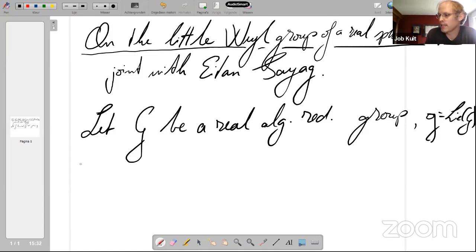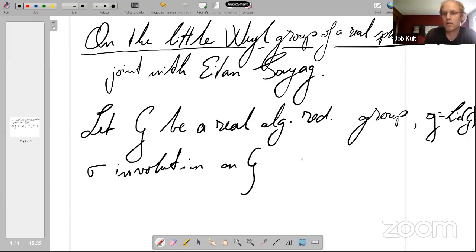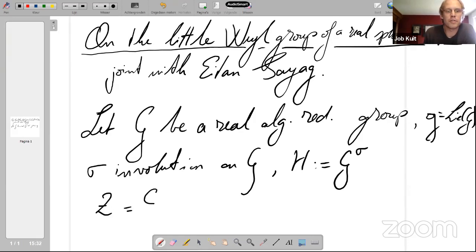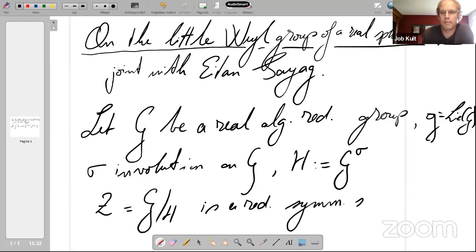I want first to look at symmetric spaces. So I'm going to choose an involution, sigma, and look at the stabilizer subgroup, the fixed point subgroup H of this involution. Then the corresponding homogeneous space, G mod H, is a reductive symmetric space.